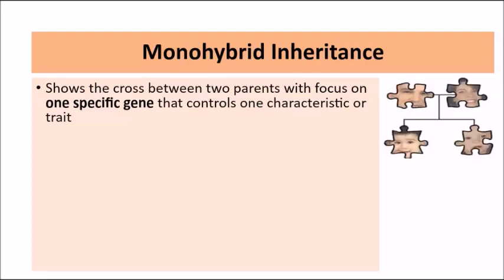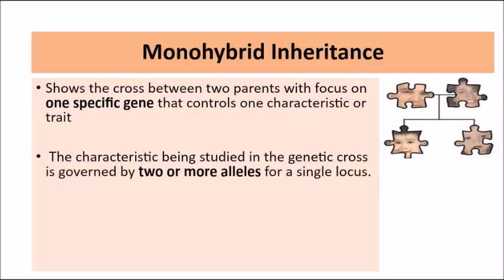With monohybrid inheritance, the characteristic being studied in the genetic cross will be governed by two or more alleles for a single locus. Locus, remember, is the position, the specific point of the gene on the chromosome. So we're looking at one gene. Just think of it that way. One gene, and you can have two or more alleles.